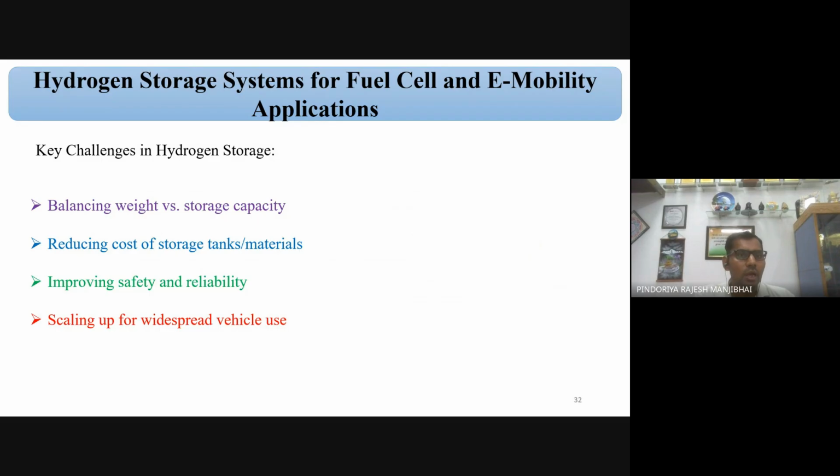Key challenges in hydrogen storage: balancing weight versus storage capacity, because we have to balance the weight of the hydrogen as well as the storage capacity. Second, reducing the cost of the storage tank as well as the material. Improving safety and reliability, because hydrogen is very dangerous. Scaling up for widespread vehicle use. So these are the key challenges. In the beginning of the lecture, I also told you the two major challenges of hydrogen: first is the safety issue and second is storage, correct? How we can store the hydrogen.